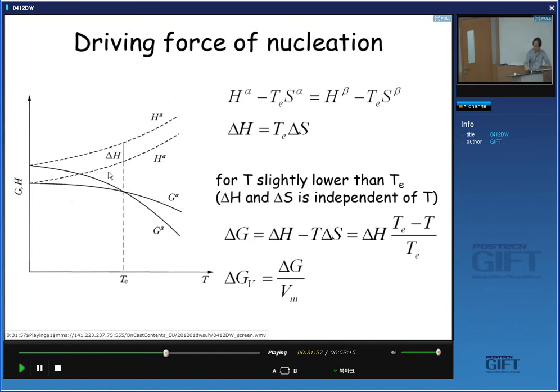Okay, let's move on. How can we evaluate the driving force for the nucleation event? At first, we will handle a single homogeneous system, for example, the solidification of a pure substance. Here, as you know, is the enthalpy and the free energy of alpha and beta. And let's consider the precipitation of alpha phase from the beta when we cool down the material.